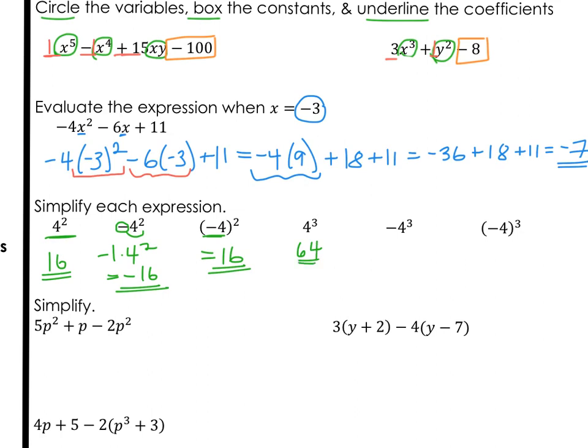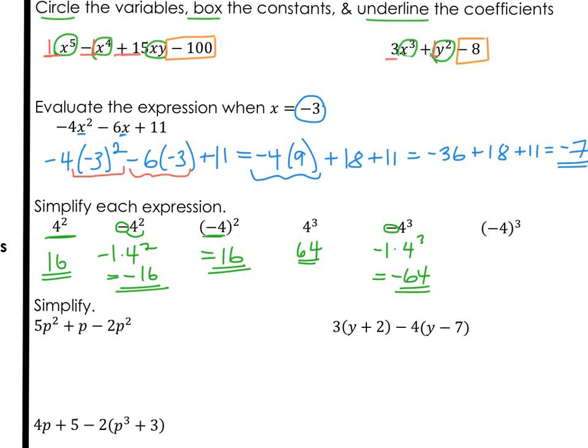-4 to the third power, again, is kind of like our second example. That negative on the outside just means your end result is going to be multiplied by -1. We've already talked about 4 to the third power is 64, but that negative out in front makes it -64.